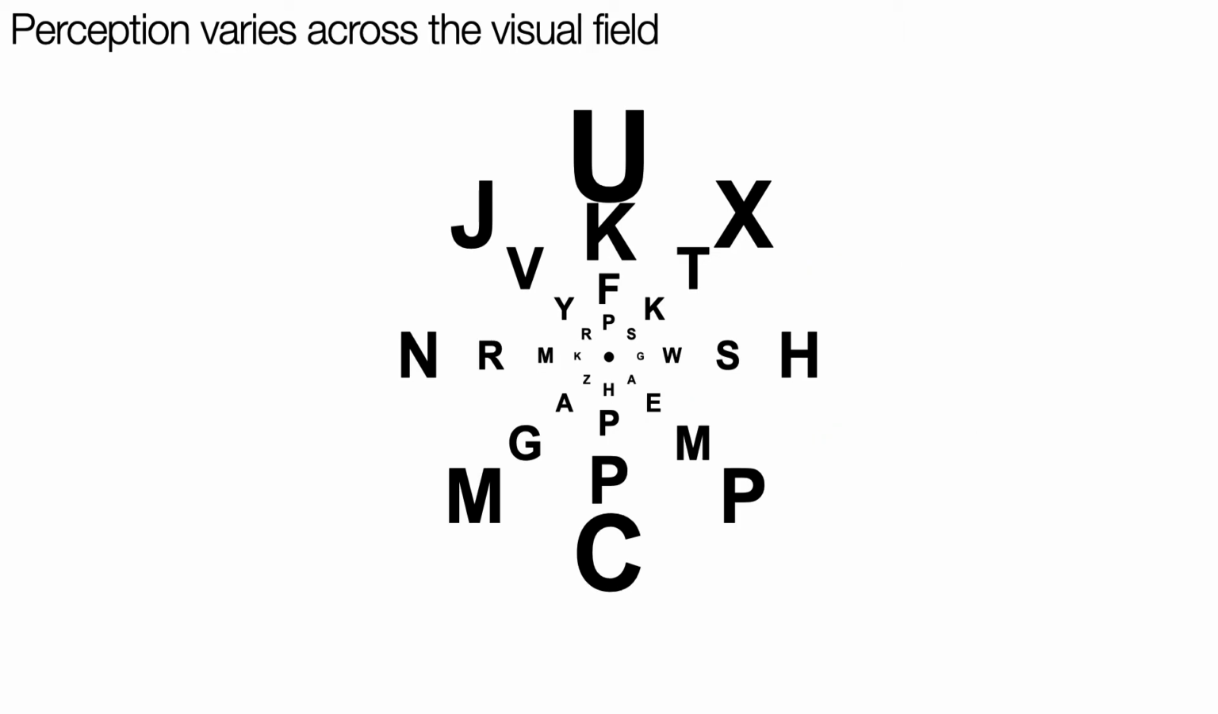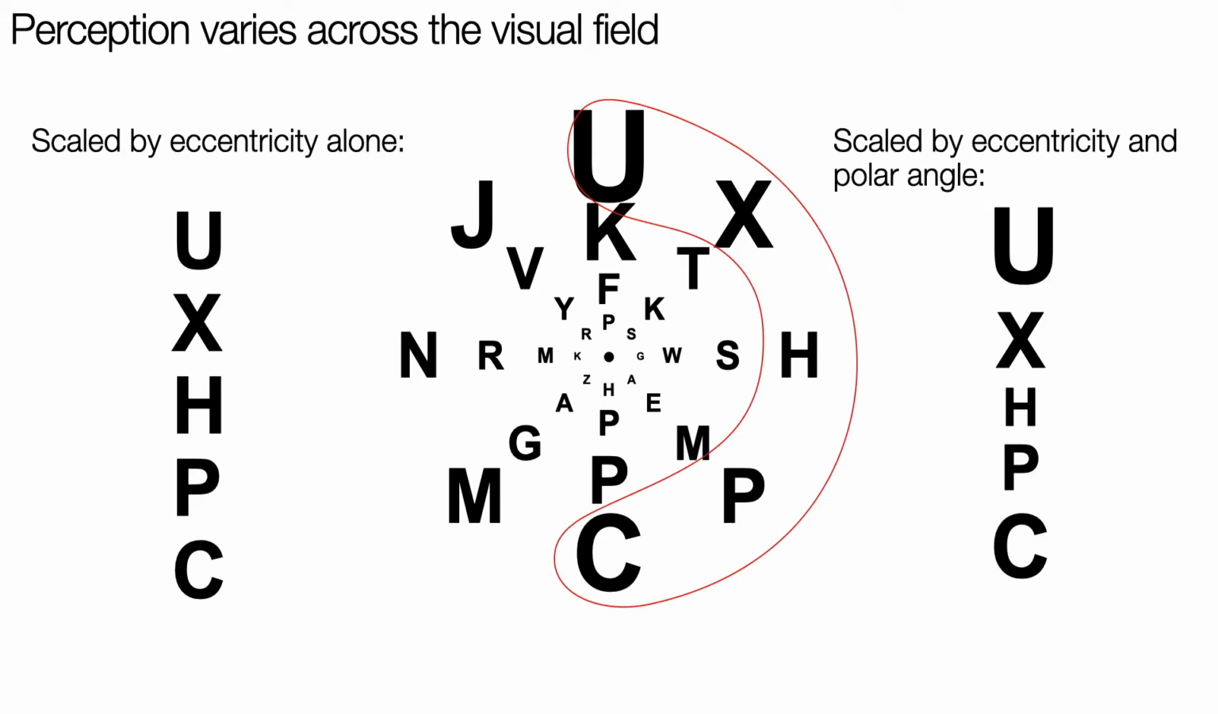Additionally, visual task performance is not uniform across polar angle. Here, I have scaled the letters to approximately compensate for these polar angle asymmetries. If we zoom in on just the letters U, X, H, P, C circled here, we can see that these differences are substantial, with the H on the horizontal meridian appearing much smaller than the C on the lower vertical meridian, which in turn is smaller than the U on the upper vertical meridian.